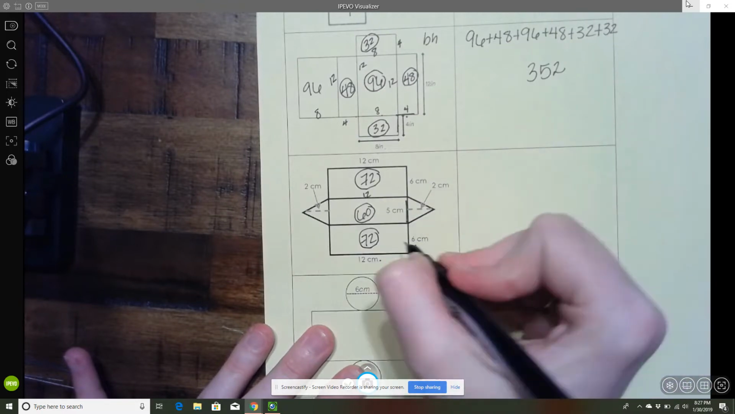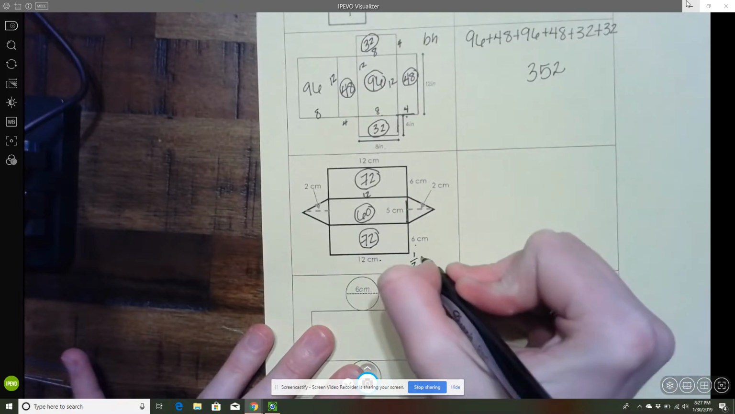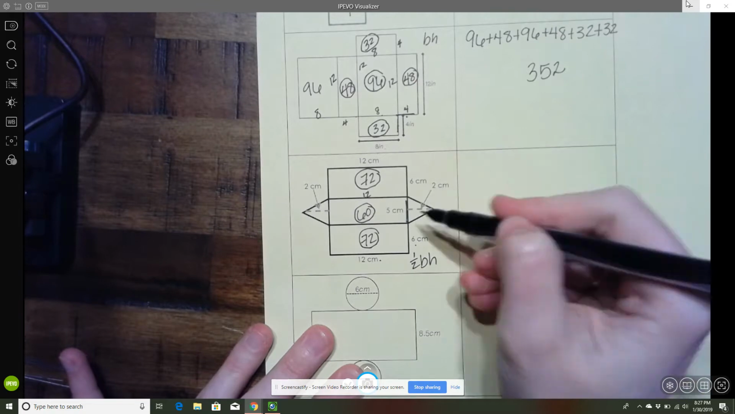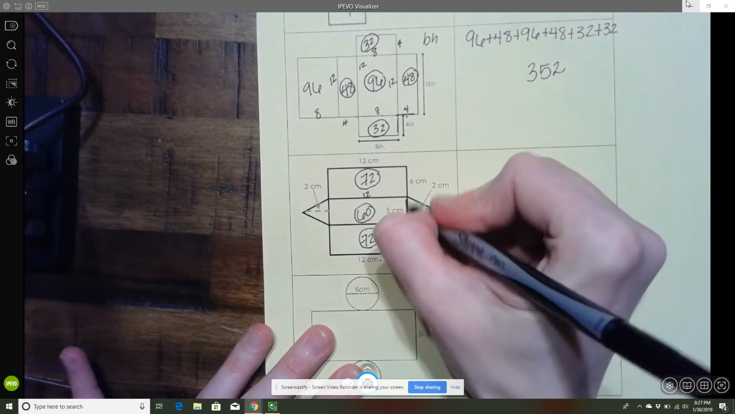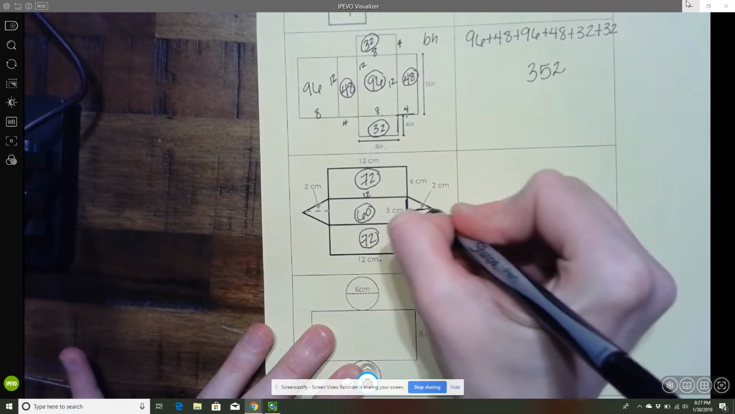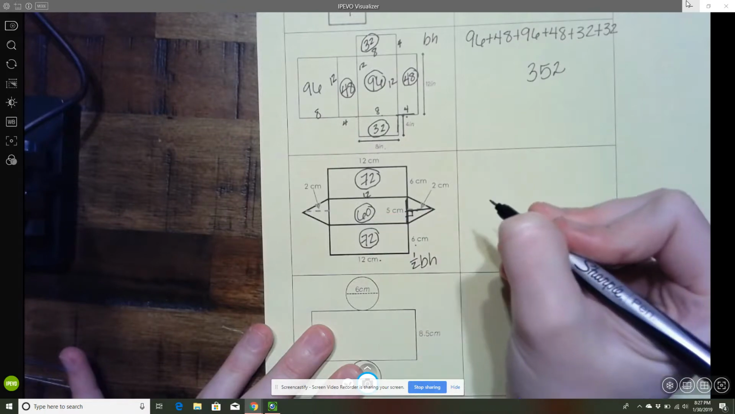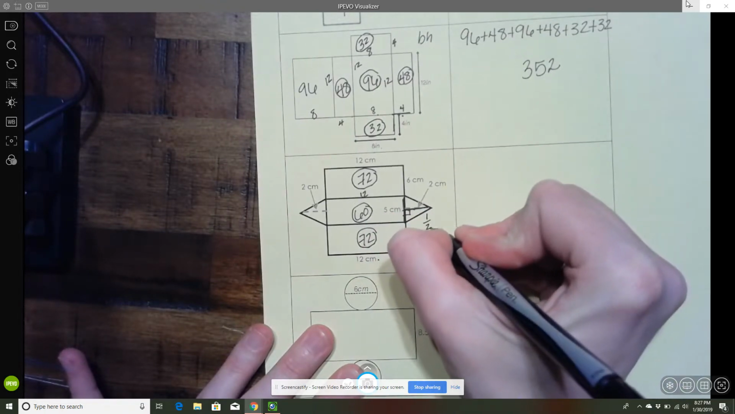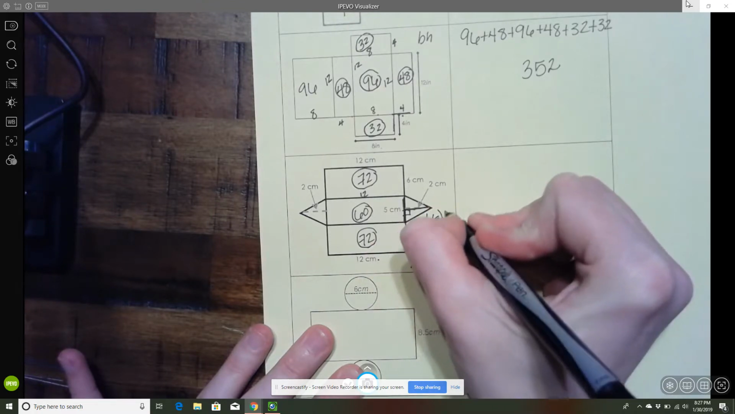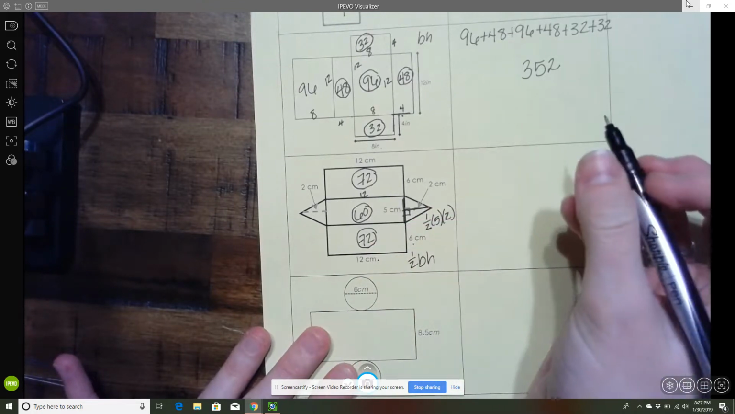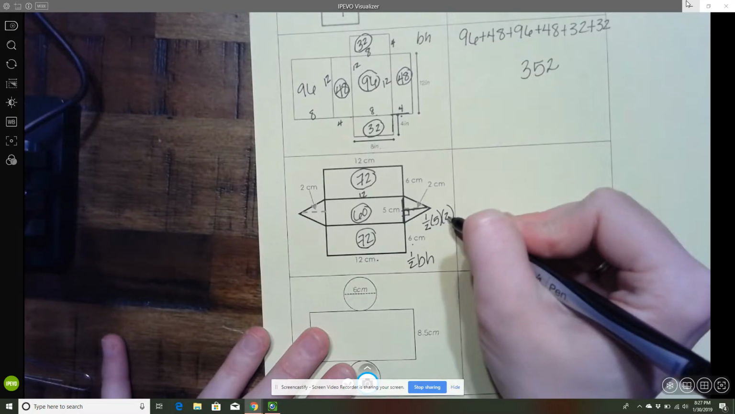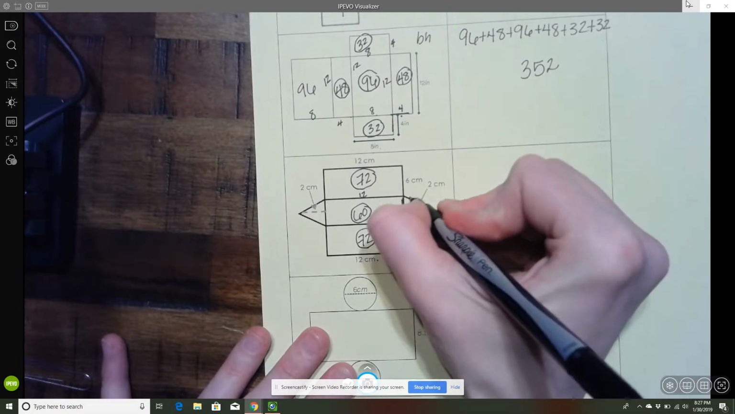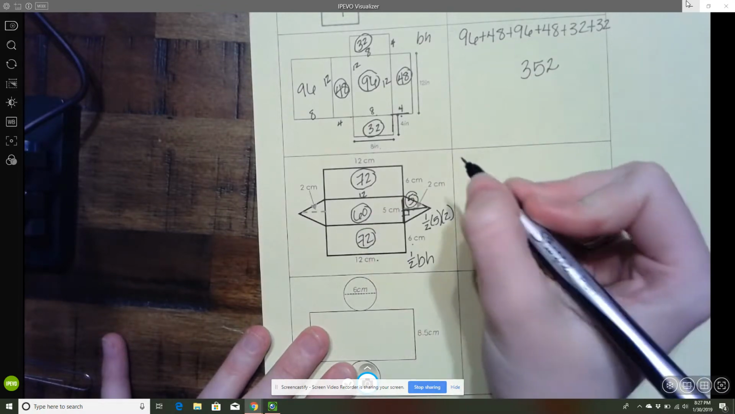Now I've got triangles on the end. So the area of a triangle is 1/2 BH. And remember, your base and your height are going to be the ones that form the right angle. So here I would have 1/2. The base would be 5. And the height would be 2. So 5 times 2 is 10. Cut that in half. So this triangle would be 5.